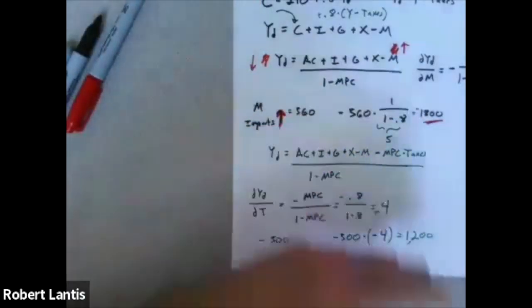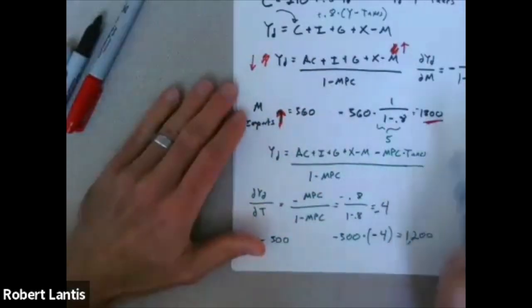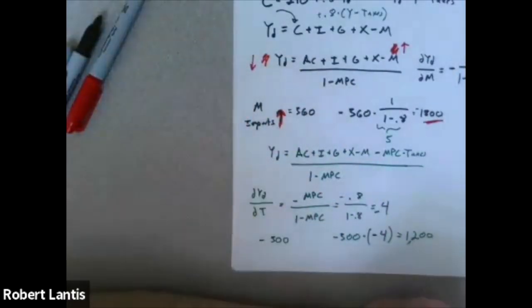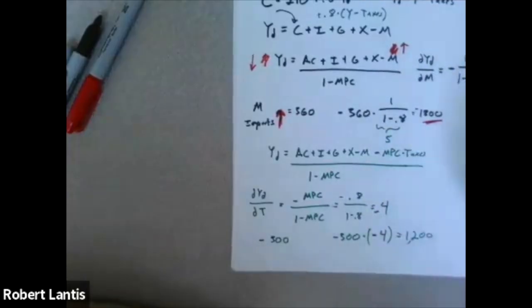So it's a little bit tricky when we're dealing with imports and taxes because we have to remember there's always a negative sign out front. Every dollar increase would lower that break-even level of GDP. Every dollar decrease would increase that real level of GDP. Okay.